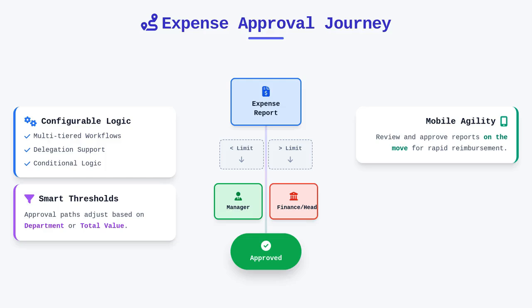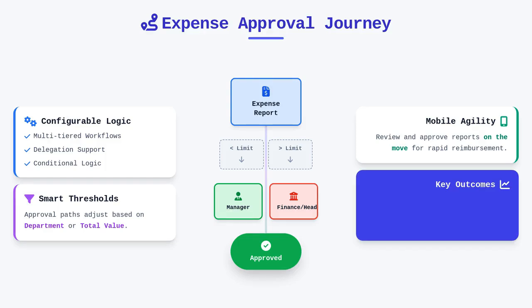The mobile capabilities of the platform extend these workflows, granting managers the ability to review reports and grant approvals while on the move. This responsiveness is vital to maintaining rapid reimbursement cycles, which in turn improves employee satisfaction. By aligning the approval process with the operational realities of a distributed team, the organization ensures that financial hurdles do not impede business operations.